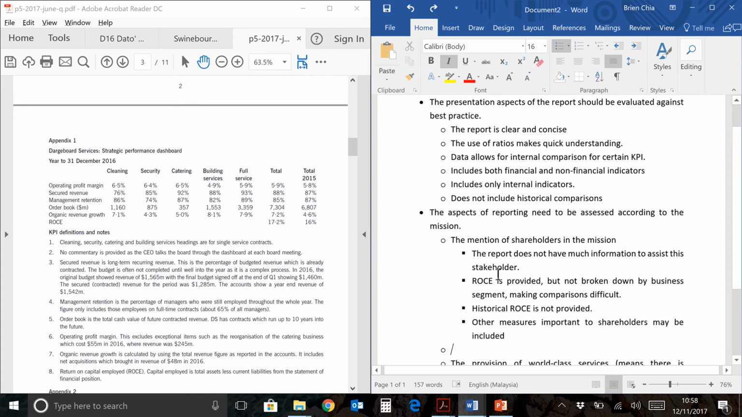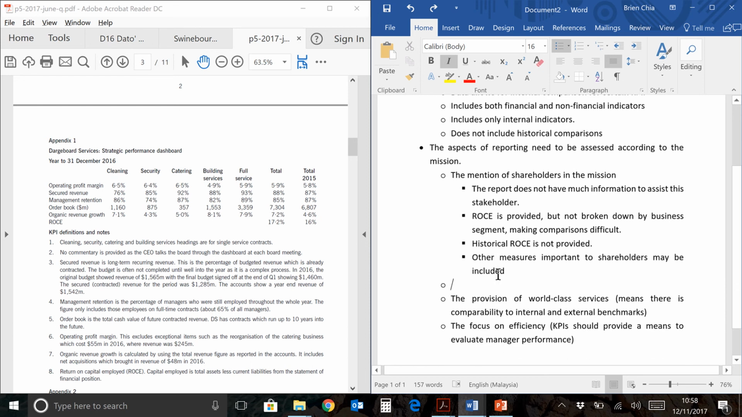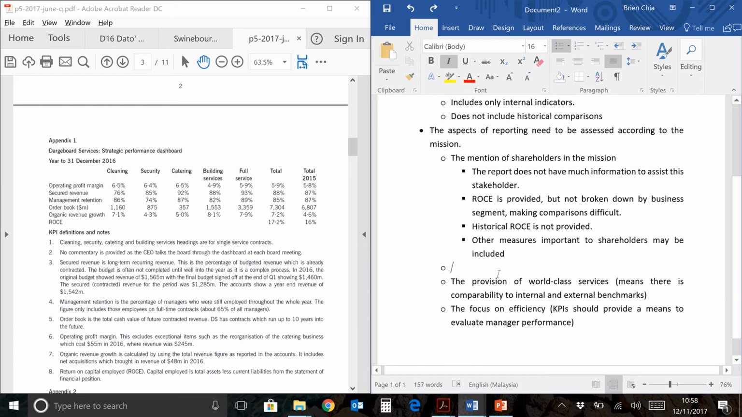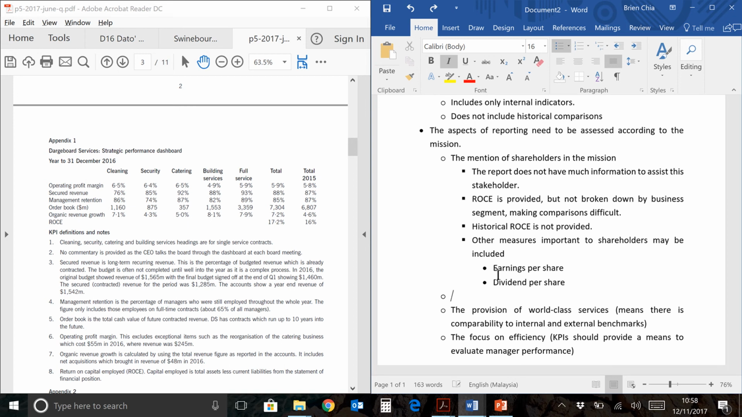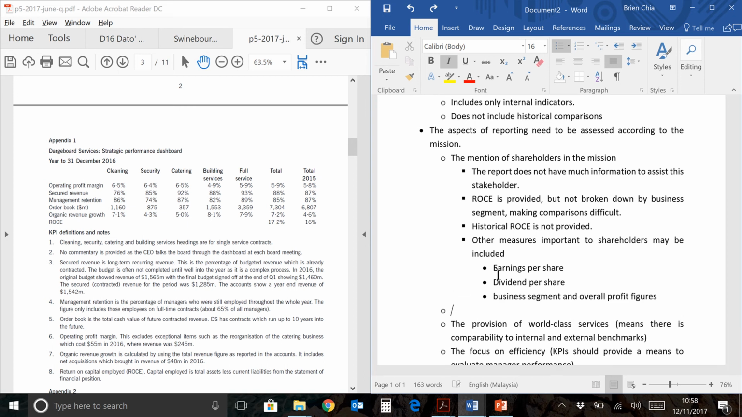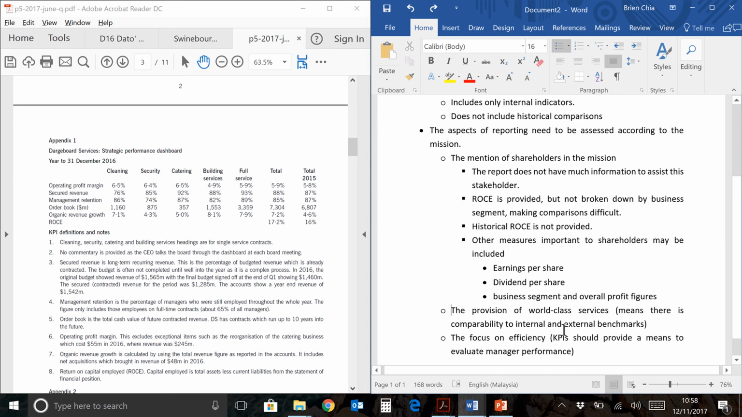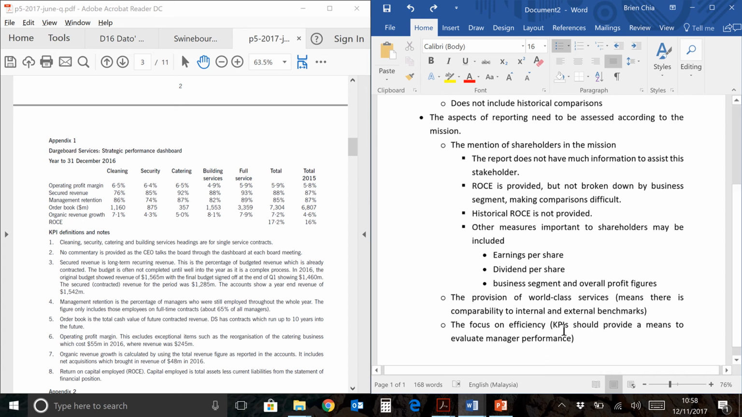Other measures important to shareholders may have been included, which might improve the usability of this report. One example would be earnings per share, dividend per share, probably absolute business segment and profitability figures. Then they can calculate what was the actual revenue and things like that. So these three additional measures may have improved the usability of this report.